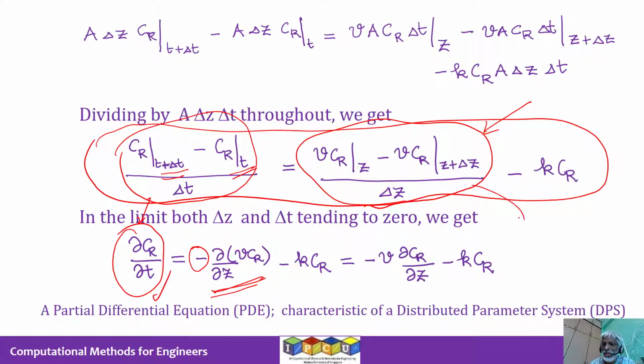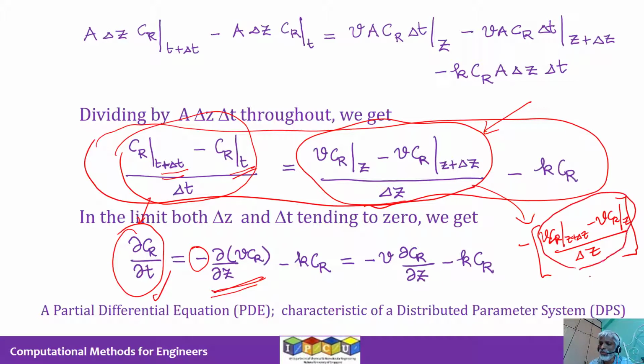So you can always take this and say, I can write this as minus VCR at Z plus delta Z minus VCR at Z divided by delta Z. So I've taken the minus out. So this is exactly the same as this. And as delta Z goes to 0, we understand this is nothing but d by dz of VCR. And this minus sign is there. We can put the minus sign here. That's how you get this.